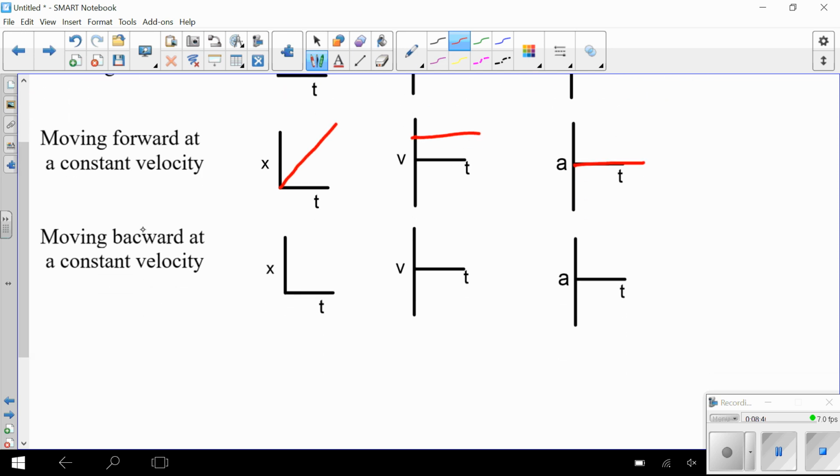Now, if we are moving backward at a constant velocity, we start away from 0 and move back. What would that be? That would be a constant negative velocity. We have a constant negative slope, so that tells us we have a constant negative velocity. And so our velocity graph would look something like this. And if we have a constant velocity, we have no acceleration.